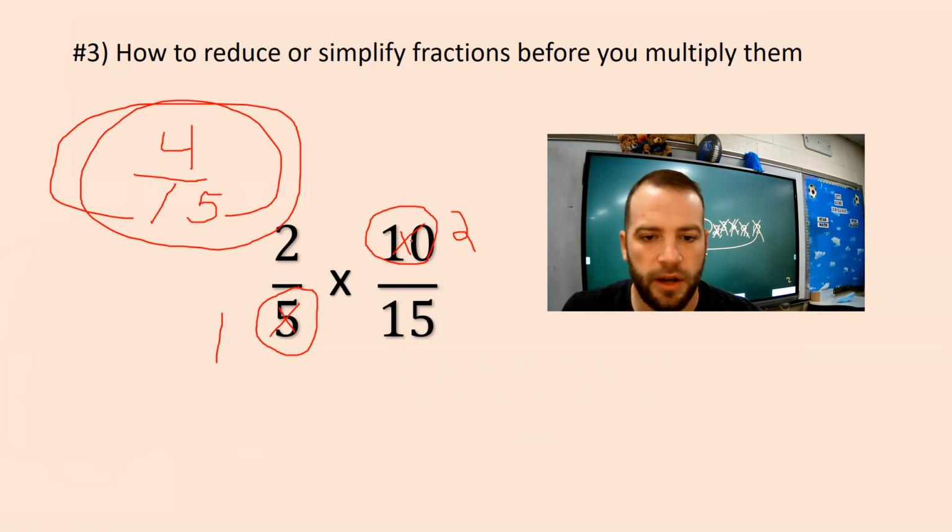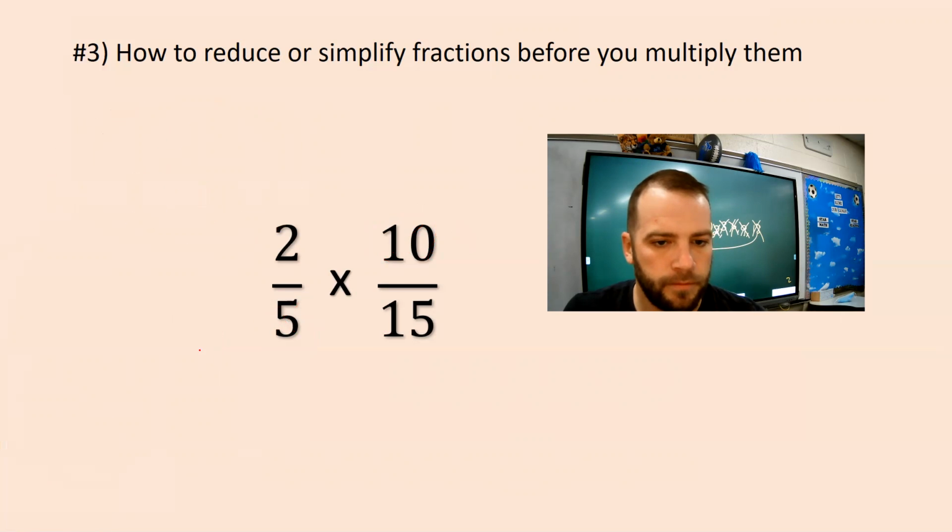The other thing you could have done is you could have said, where am I at here? You could have said, oh, let's count by these, let's count by 5. And you could have multiplied across. Then you still would have got 4/15.